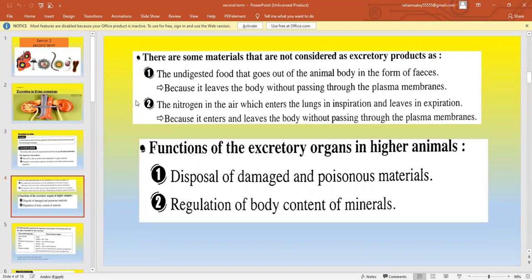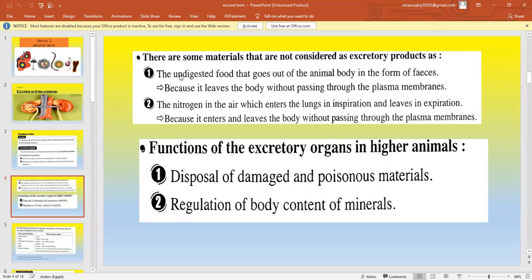Okay. There are some materials that are not considered excretory materials. They are wastes and I must get rid of them too, but I cannot name them excretory materials. These are the undigested food that goes out of the animal body in the form of feces.